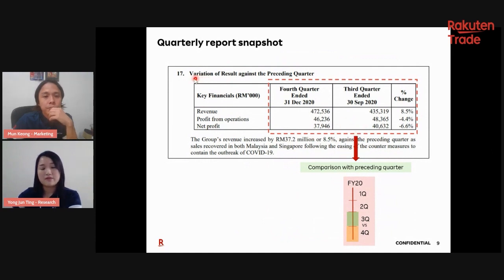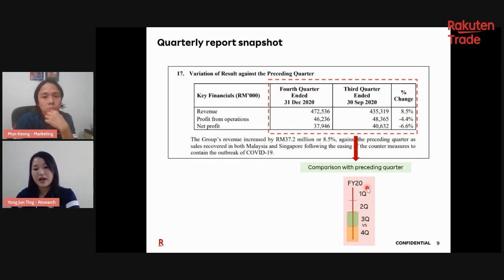This is in the financial notes of the quarterly report. So this is the 4th quarter ended 31st December, and you compare it with the last quarter of September. So these are illustrations of the comparison, current quarter versus last quarter in the same financial year. Just very direct and simple as that.